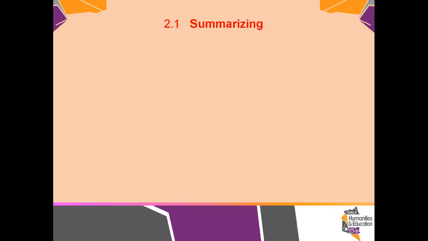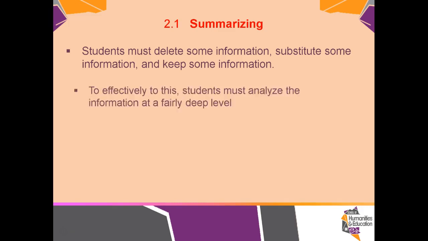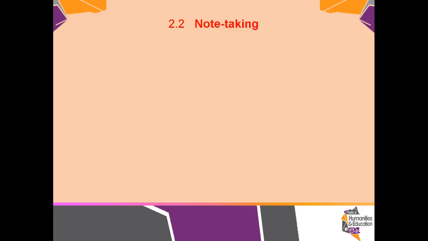The next one here is summarizing. The first part of it is summarizing. Students must delete some information, substitute some information, and keep some information. So all the information that comes to a student must not be kept, because you become overloaded. To effectively use this, students must analyze the information at a fairly deep level.